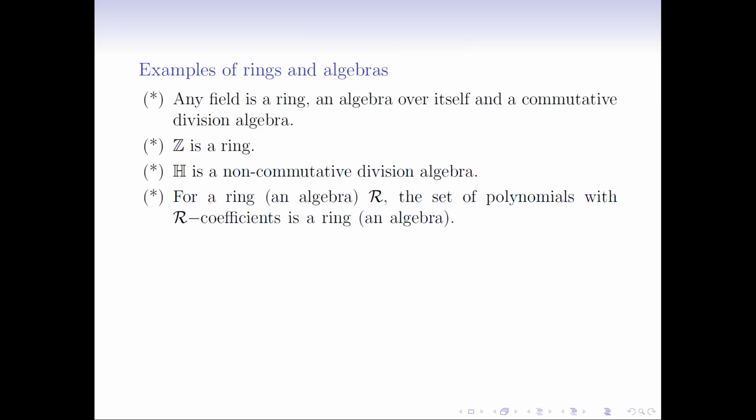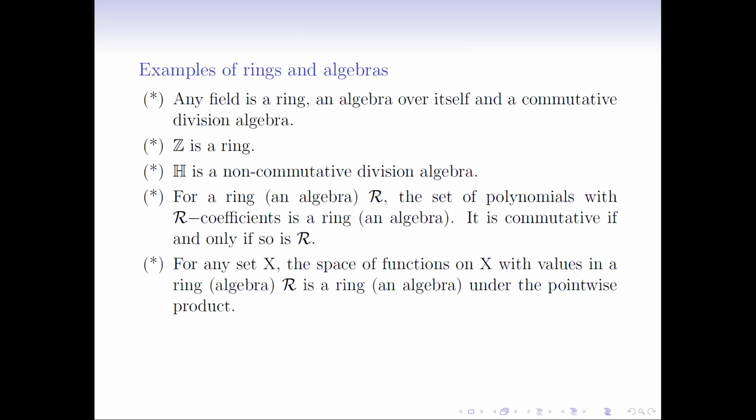Let's take an algebra or ring R and consider polynomials whose coefficients are elements of the ring or the algebra. Then it's again a ring and an algebra respectively. And it's commutative if and only if the ring or the algebra R is commutative, because the generators of the polynomial algebra are commutative by definition. For any set X, the space of functions on X with values in some ring or algebra, under pointwise multiplication, is again a ring and an algebra. And we see a more general example of this, which is the direct product of rings and algebras. And it's commutative if and only if R is commutative.